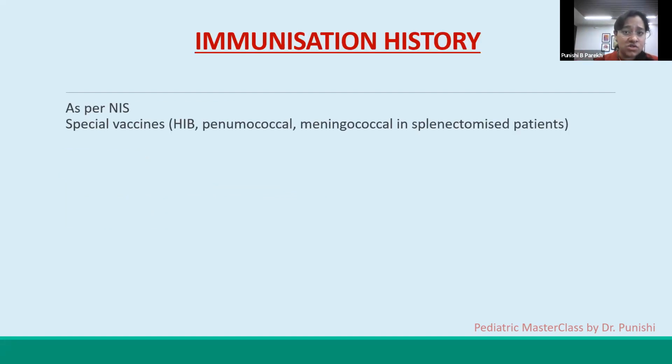Immunization as per the national immunization schedule. In splenectomized patients, we give vaccines against the encapsulated organisms, specifically Hib, pneumococcal, and meningococcal. You don't need to ask this for every patient, but if you know there has been an abdominal surgery and the spleen has been removed, then it is extremely important to ask, because splenectomy, as we all know, impairs the opsonization and clearance of these organisms, and that's why it's always important to immunize them against these encapsulated organisms.